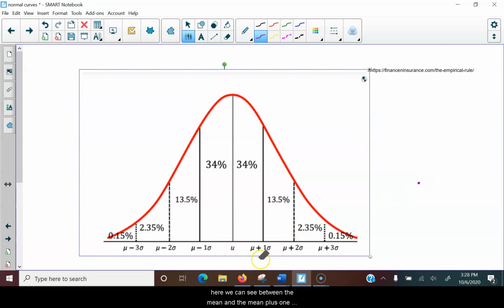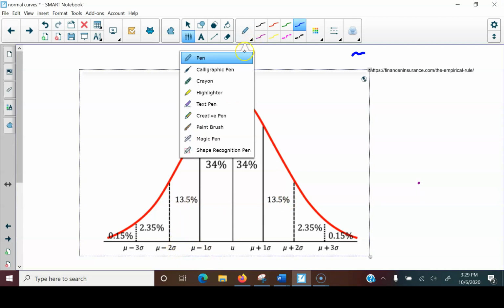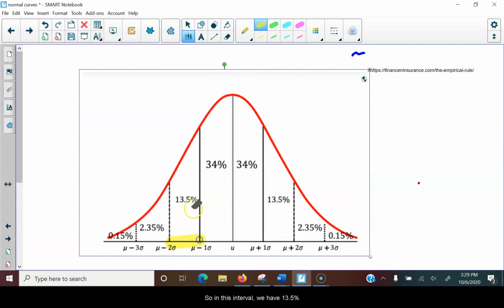So here we can see between the mean and the mean plus one standard deviation, we've got 34% of our data. And between the mean and one standard deviation below, we've got another 34% of the data. Between one standard deviation below and 2 standard deviations below, in this interval, we have 13.5% of the data. So this part in yellow is 13.5% of the data. And by symmetry, we have that same amount over here. Between 2 standard deviations above and 3 standard deviations above, we have 2.35% of the data. And again, by symmetry, we have that same amount on this side. And then on the very outside, out past 3 standard deviations, this is the 0.15% we talked about earlier, same thing over here.